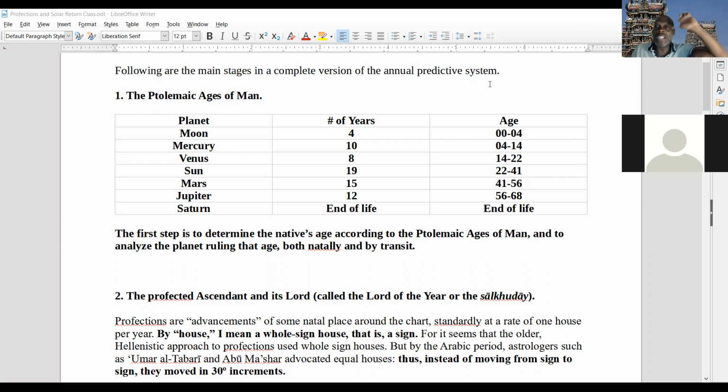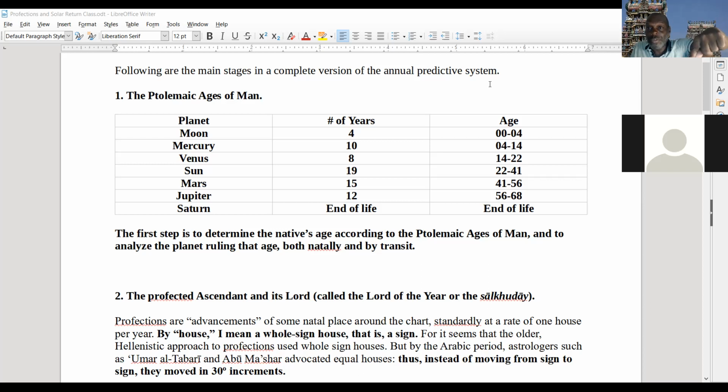Essential dignity by sign. Its accidental dignity, or dignity by house placement. And then you also want to look at what house it rules. And then you want to look at what aspects are being made to it. And that will give you an idea of how that period is going to be generally for that amount of time.